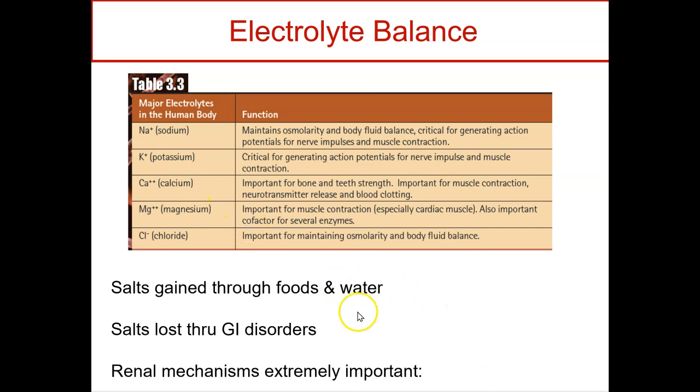And we know that we take them in through what we eat and drink. We lose them through urine and feces. We lose a little bit of salt that way. We also lose salt when we sweat. Perspiration has sweat. And we lose even more if we were to have a GI disorder such as vomiting or diarrhea. And the kidneys are really important in monitoring and maintaining our electrolyte balance because our kidneys can, to some extent, control the amount of the electrolyte that's either reabsorbed back into the blood or secreted to exit the body in urine.